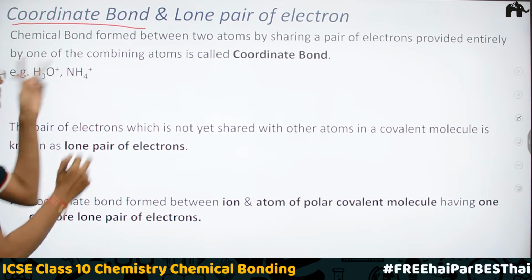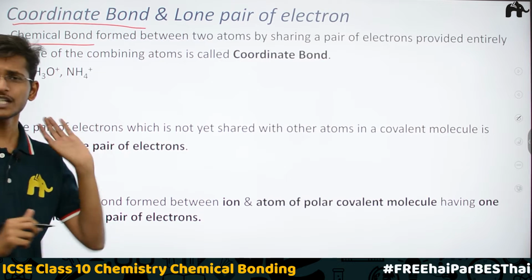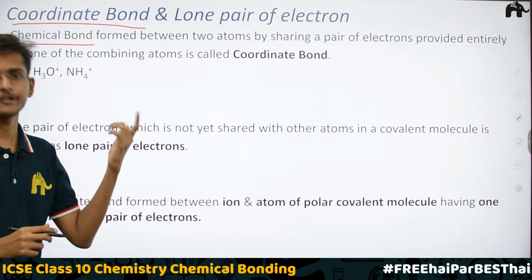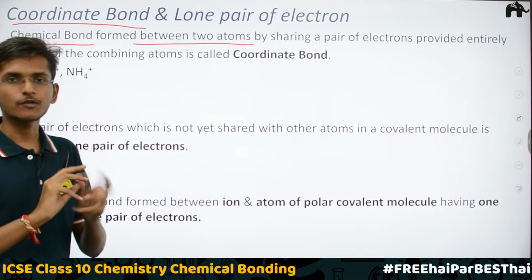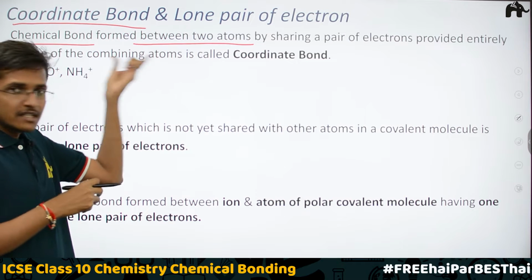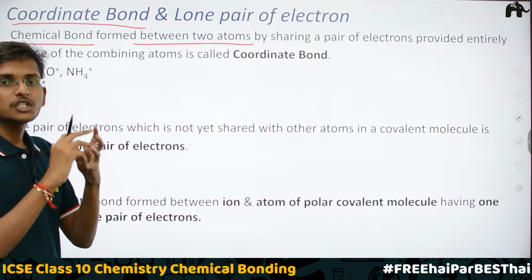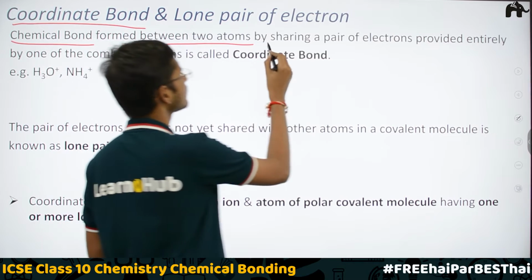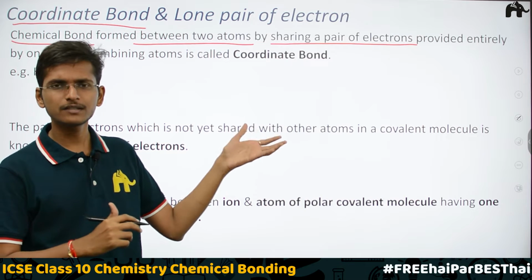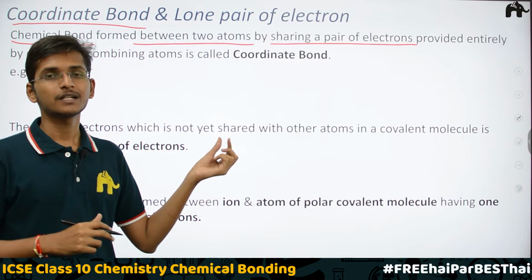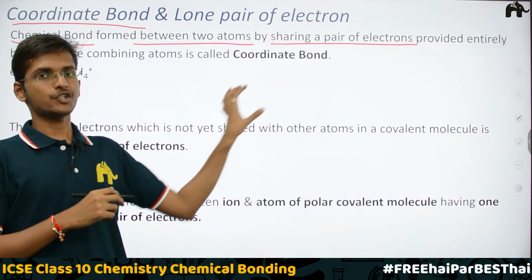So it is a chemical bond. Now this chemical bond is also formed between two atoms. Now what's different in this type of chemical bond? This bond is formed between two atoms by sharing a pair of electrons. Now you would say, what's different in it? Covalent bond is also the same. The chemical bond is formed between the two atoms by sharing a pair of electrons.